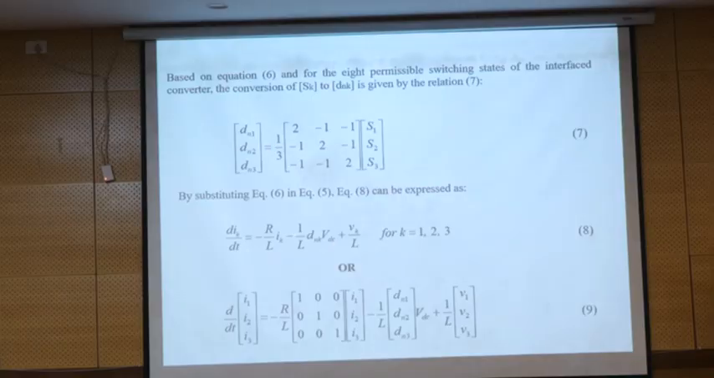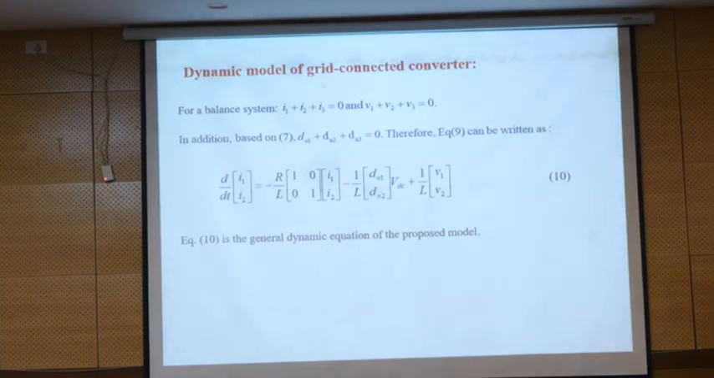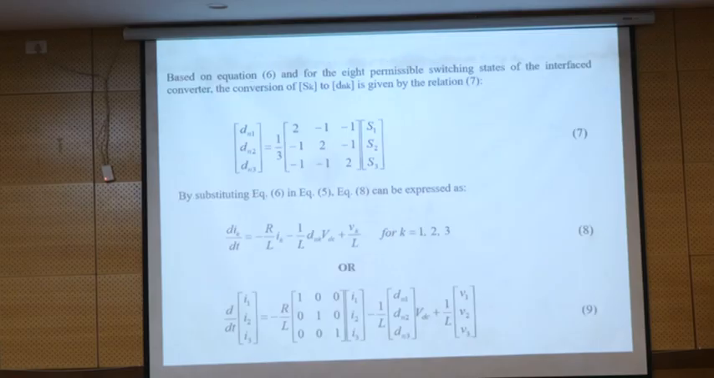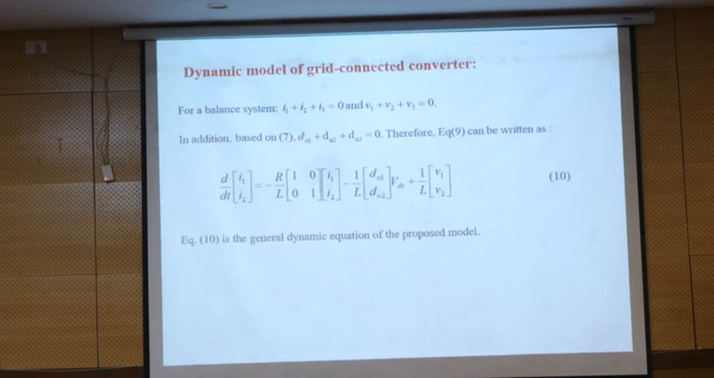So by this we have the dynamic model of the system with the three phases in this matrix, and we have the balanced system. So in a balanced system I1 plus I2 plus I3 is equal to 0, and V1 plus V2 plus V3 is equal to 0. Based on the matrix we provided for the switching state function, we also have dn1 plus dn2 plus dn3 equal to 0. So we can provide this equation by removing the third part. If we have the first phase and second phase, then we also have the third phase by this.